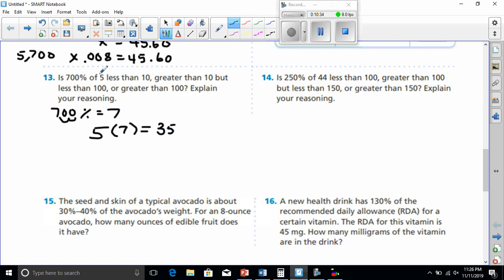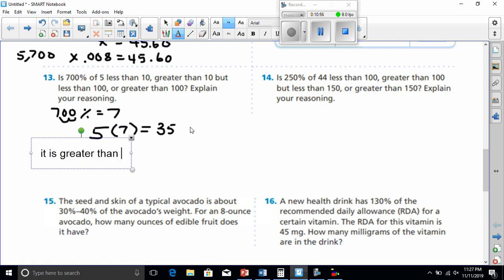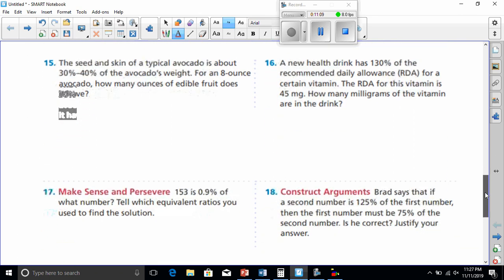Now to answer this, it says less than 10. No, it's not less than 10. Greater than 10 but less than 100? Yep, that looks like it is. Or greater than 100? No. I would have to say, let's see, it is greater than 10 and less than 100. All right, number 14 is yours to do, so I'm going to do number 15.